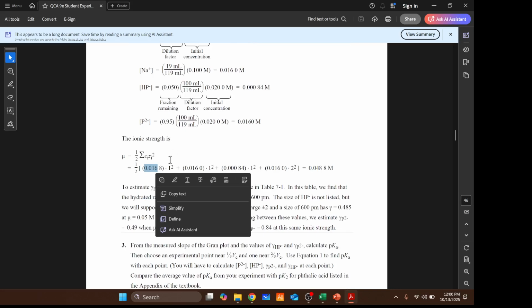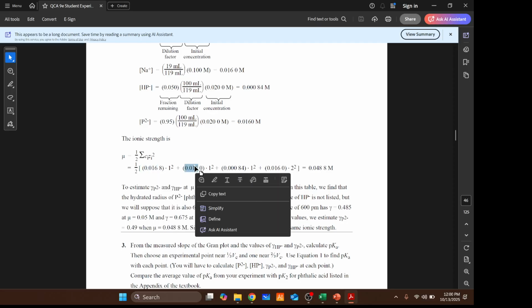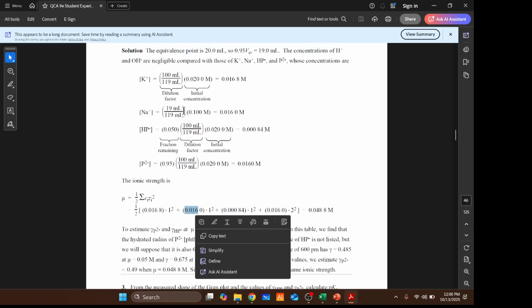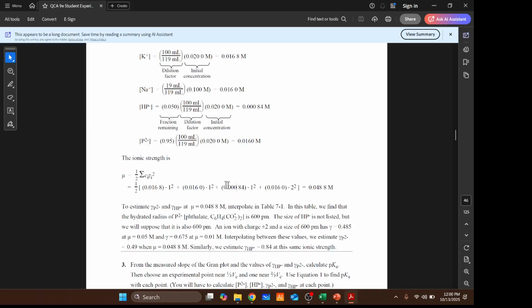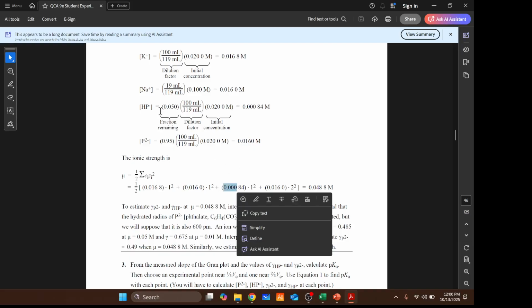Potassium has a charge of 1, so it's times 1. And then you got the concentration right here for sodium. And again, it has charge 1, so you don't have to do anything else. It's 1 squared, it's 1. And then over here, again, you have the HP. That one has a -1 charge. And so again, it's going to be the concentration. You don't have to do anything because it's 1 squared, right? Technically -1 squared, but it doesn't matter.